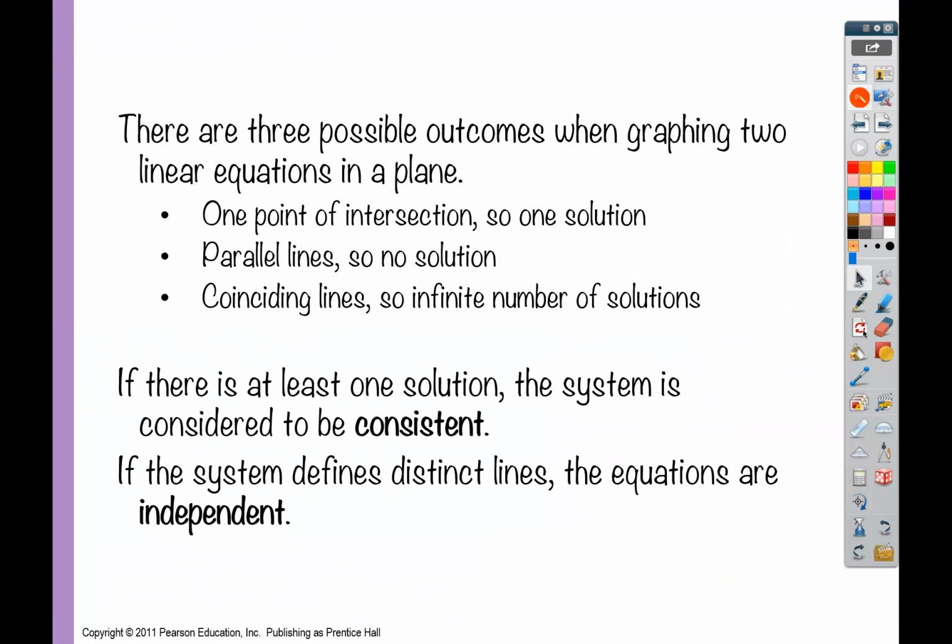All right. So there are 3 possible outcomes when graphing 2 linear equations in one plane. One point of intersection, so it would have one solution. Parallel lines would be no solution. And coinciding lines mean the same line on top of each other, so an infinite number of solutions. If there's at least one solution, the system is considered to be consistent. And if the system defines distinct lines, the equations are independent.